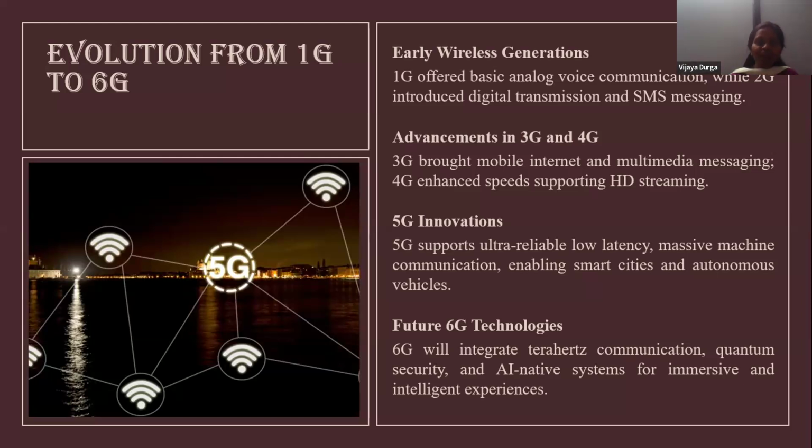The next one is massive machine type communication. As the name implies, massive means a larger number of devices. Around 1 lakh machines can be connected. That is the beauty of 5G. Because of this, it can enable smart cities and autonomous vehicles. And the third one is ultra reliable low latency.